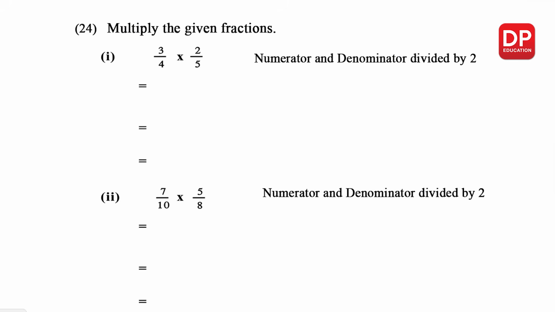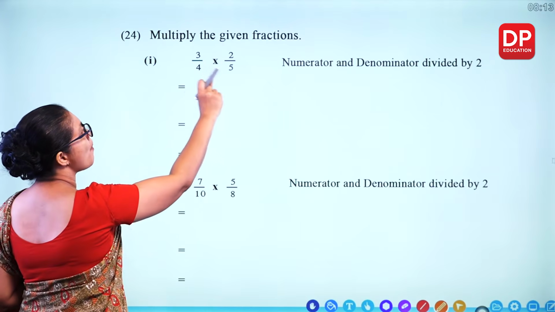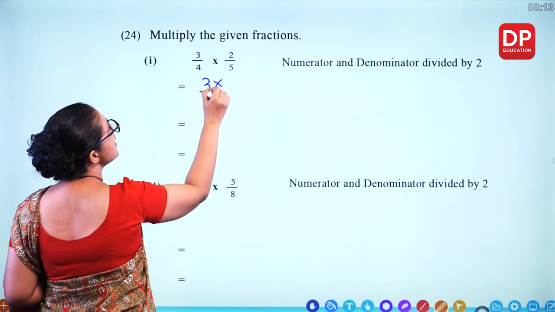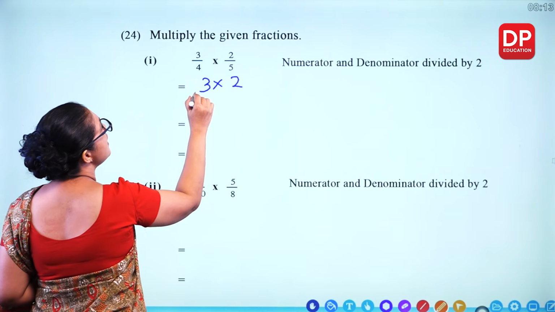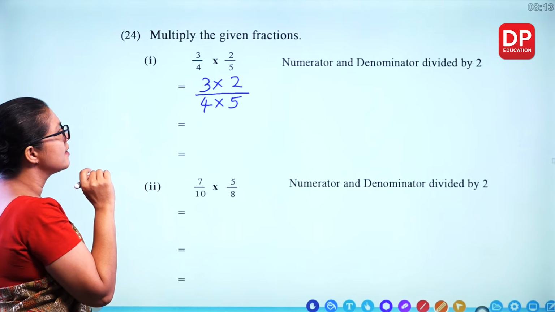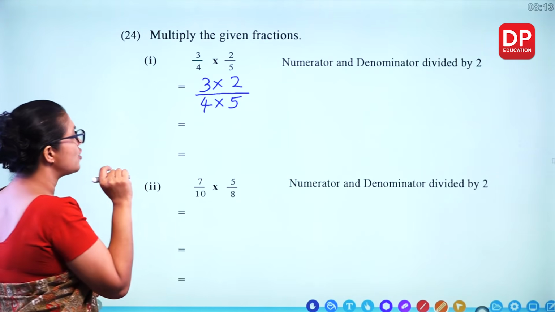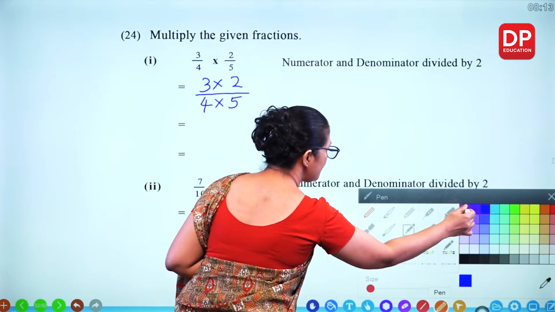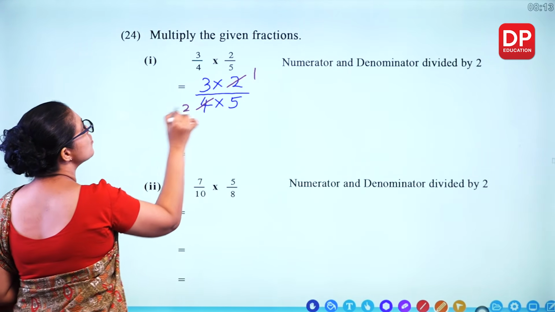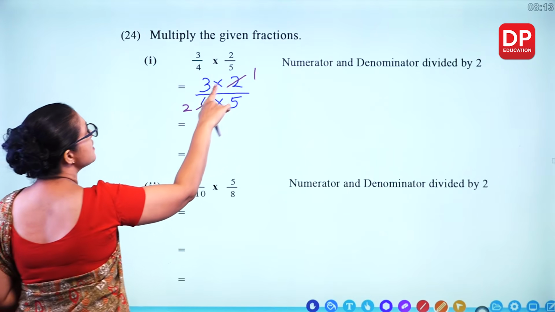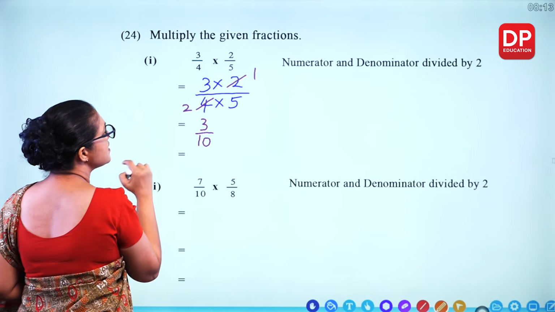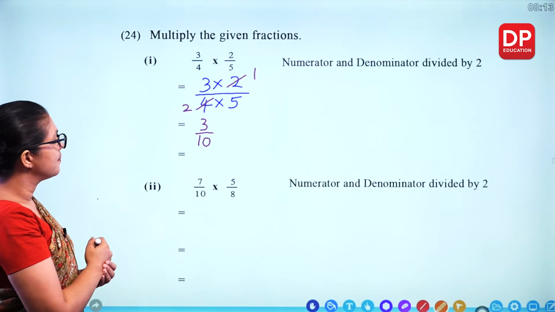Multiply the given fractions. So you get 2 proper fractions. So what you do here? You multiply the numerator separately and the denominator separately. Then you can divide this by 2. So 2 is common for both numerator and the denominator. So 2 times 1 and 2 times 2. Now 3 times 1, 3, 2 times 5, 10. So what's the answer? 3 tenths.